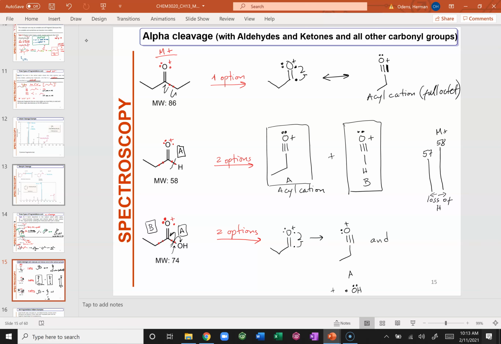And now here you will have the other option. So this is option A, and option B will be an oxygen with a lone pair and a plus and a triple bond attached to an OH, and this would be B. Plus, what would you have here? An ethyl radical.